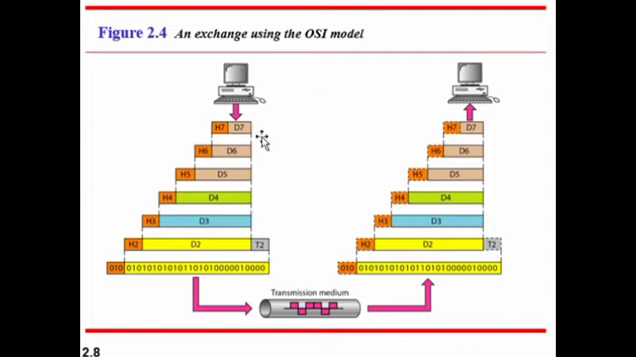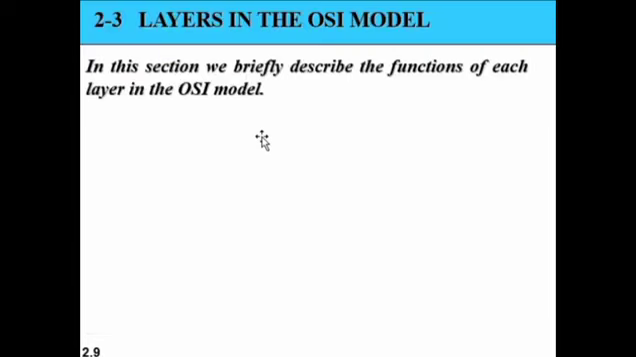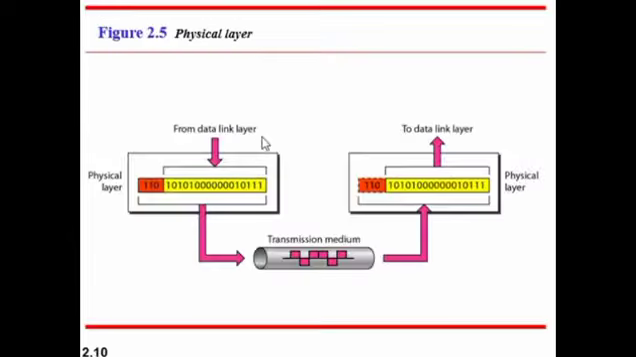Next, we will briefly discuss the functions of each layer in the OSI model. The first layer is the physical layer. Here you can see that we have some bits coming from the data link layer. If we are starting from the bottom layer, that is the physical layer, then there will be some transmission medium and these bits will be transmitted to the data link layer. So this is the function of the physical layer.